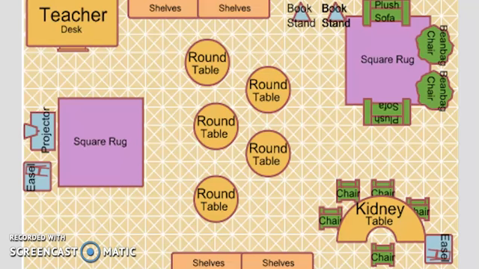The layout of my classroom is super similar to the layout of my practicum teacher's classroom because I've seen how well it works in her room and I've really enjoyed being a part of it. In the front of the classroom, I have a rug with a projector or a smart board or Promethean board, whatever the school provides for me.